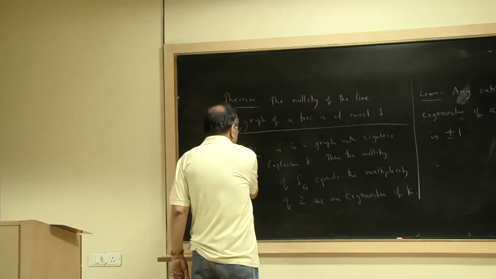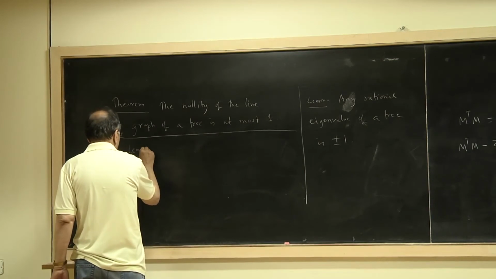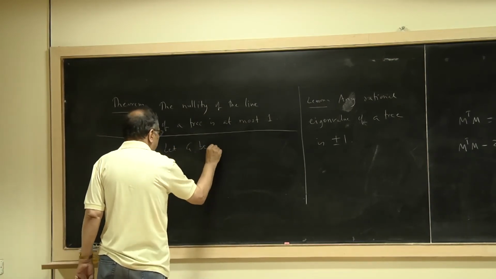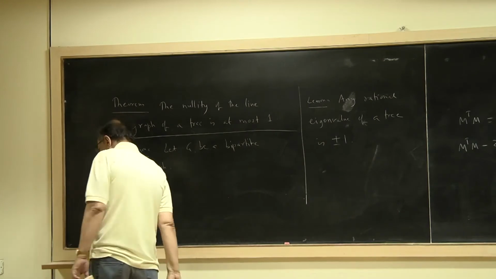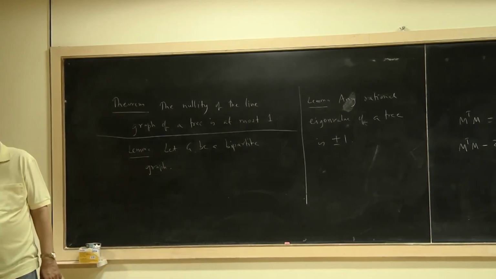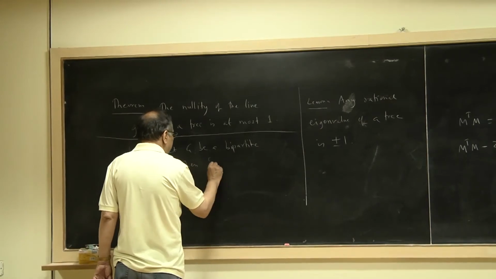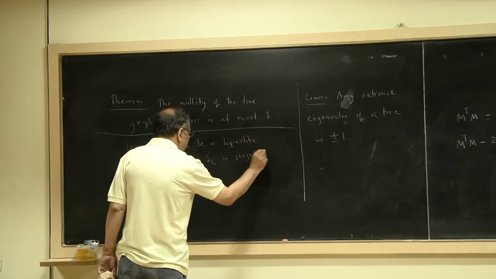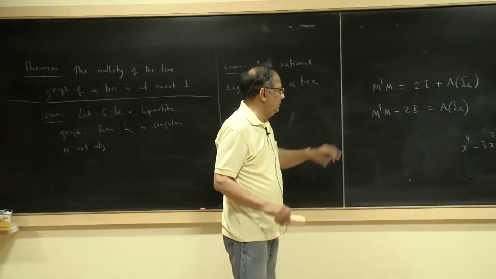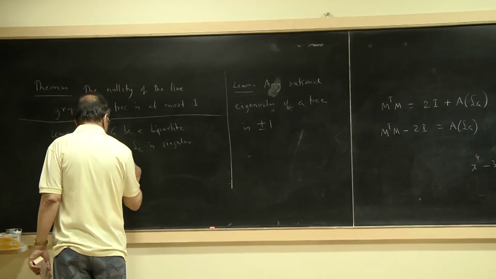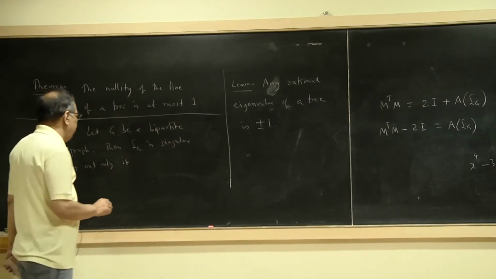Now I will come to a bipartite graph. So, next lemma: let G be a bipartite graph. Then the line graph is singular, LG is singular, if and only if 2 is a Laplacian eigenvalue of G. Everything I am saying is immediate from the same identity.